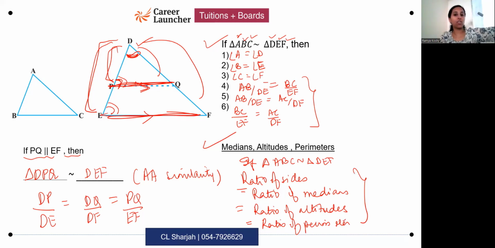So, side length of triangle ABC by side length of triangle DEF is equal to perimeter of triangle ABC by perimeter of triangle DEF. Side length of ABC by side length of DEF is equal to median length of ABC by median length of DEF. Altitude by altitude of both the triangles is equal to median by median of both the triangles. This is only valid if the triangles are similar. If it is not given that they are similar and they're asking you this question, first prove they're similar and then use this property.